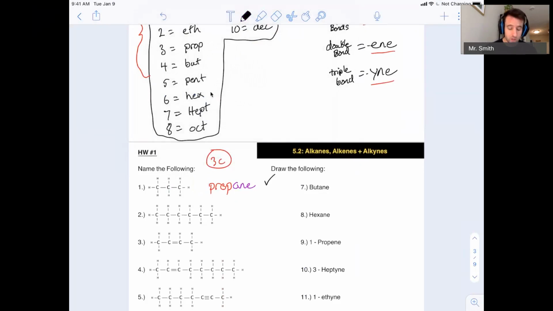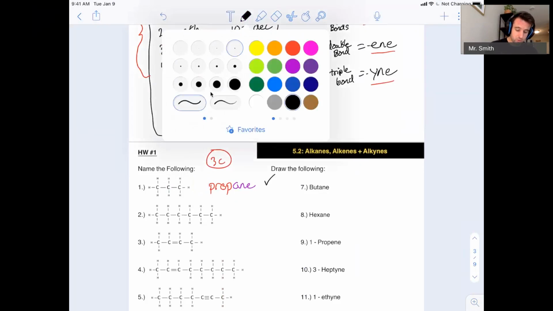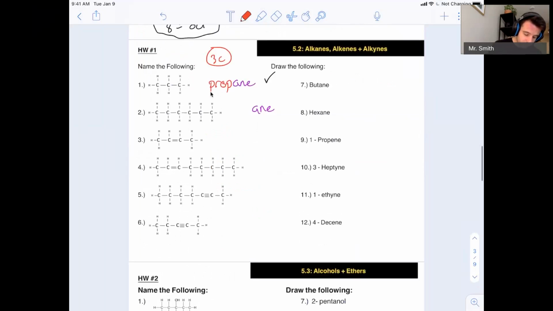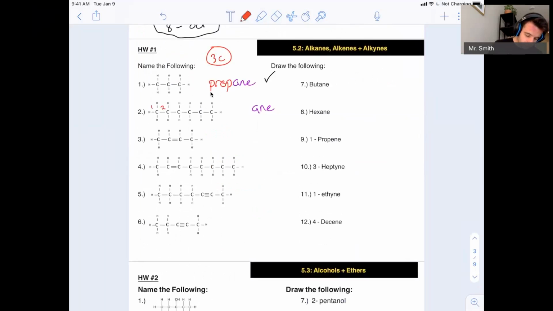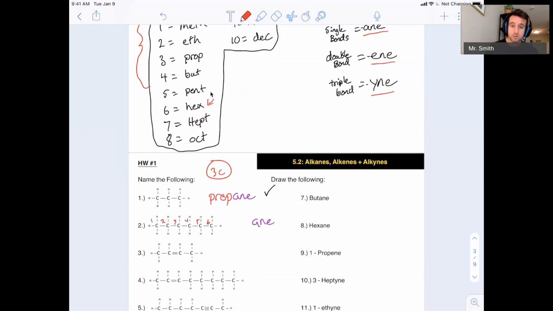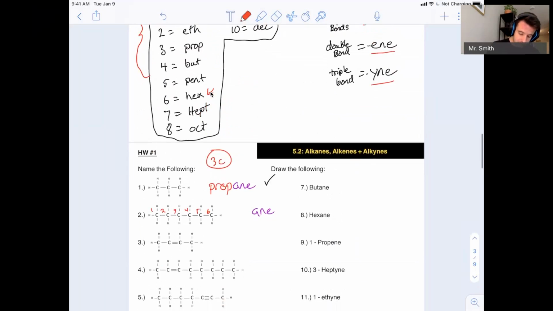That's awesome. For the second problem, you'll notice that it's also all single bonds. So I'm going to switch it up a little bit, and I'm going to say that ane is going to be my ending first, just because I feel like it. Then I'm going to have to count up the carbons: 1, 2, 3, 4, 5, 6. Six carbons, if we look back at the list, is hex. So I'm going to write down hexane. And again, I don't need to put a number in front because I don't have a double bond or a triple bond.